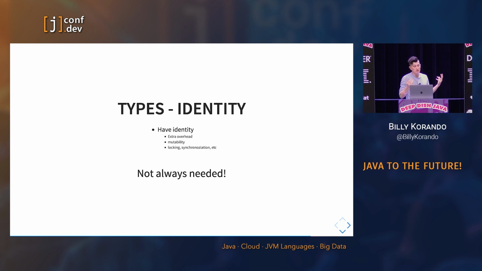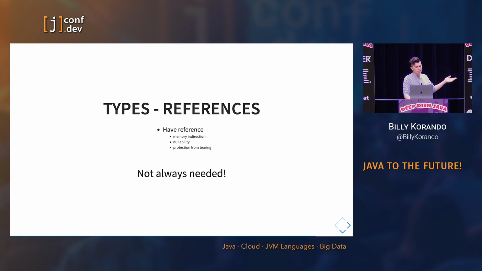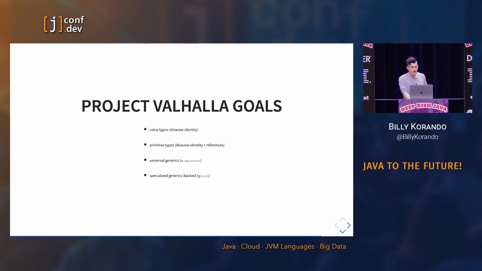These types can then be mutable. They can also have locking and synchronization, but that's not always needed. Again, for example, if I go back to that record that's just an int referencing a point, that may not necessarily need identity. Also, references have memory indirection, nullability, and protection from tearing. That is not always needed, and it comes with performance costs at both the memory level and the CPU level.